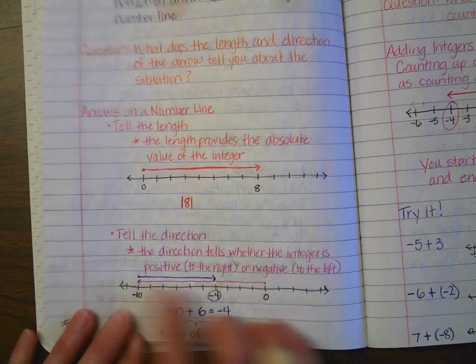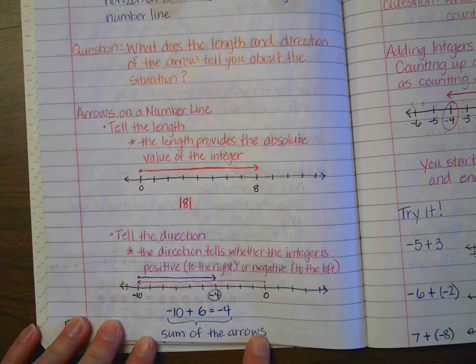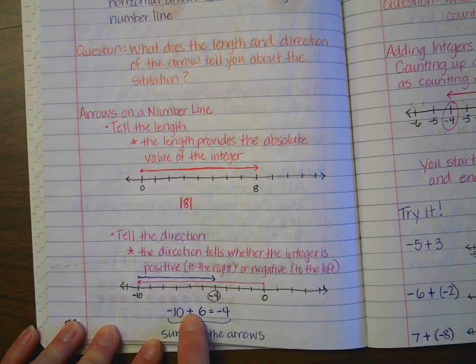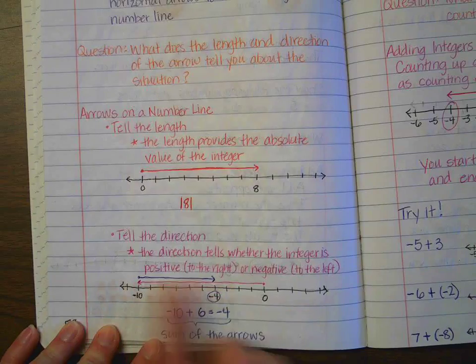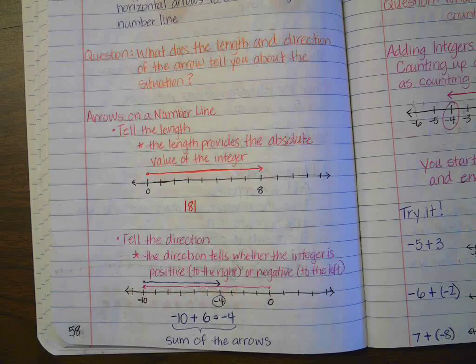And when you have two arrows on the same number line, this is called the sum of arrows. The reason we call it the sum is because we're adding them together. So if you have an arrow on a number line and then you see another arrow on a number line, you're adding them together.